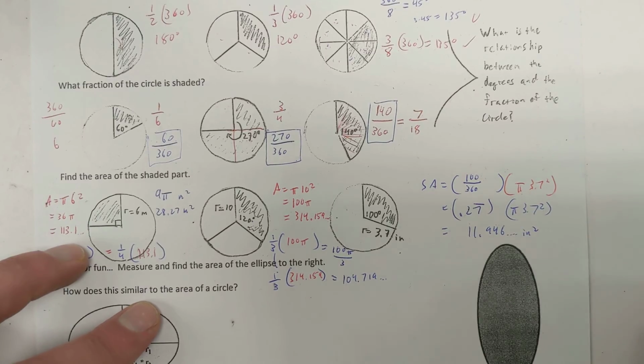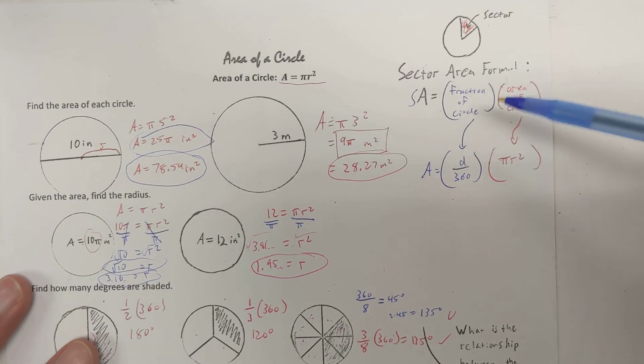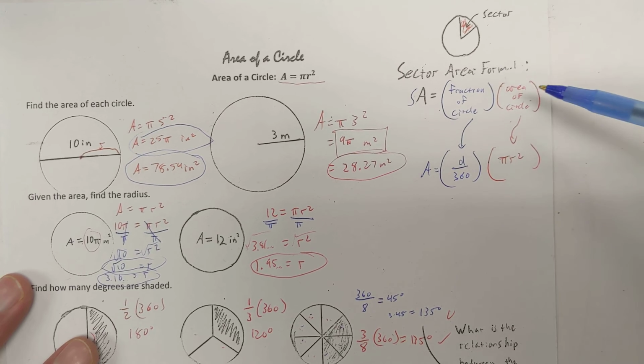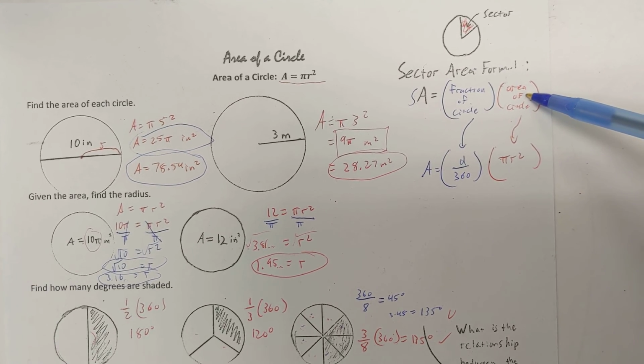Square inches. So the big thing to remember from this is, if you're trying to find the sector area, you take whatever fraction of the circle you do times the area of the circle.